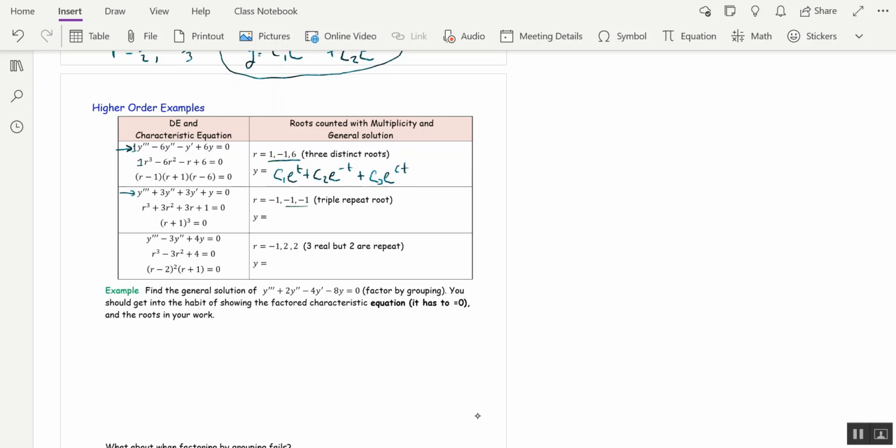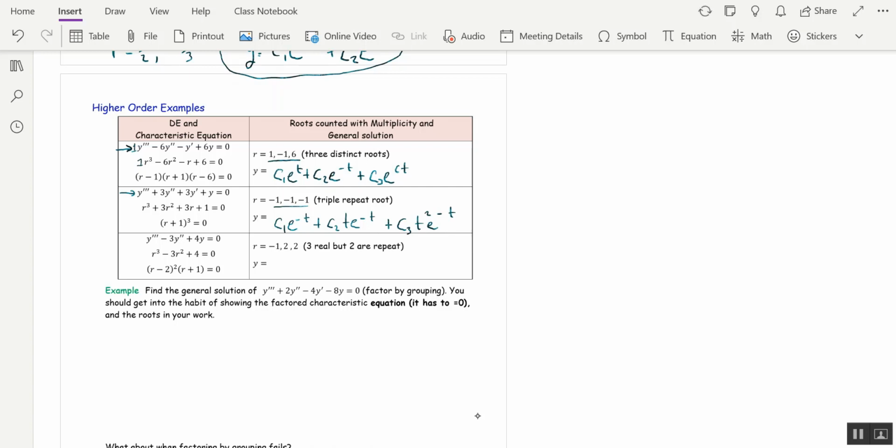I've got a triple repeat root. Now, if it were a double repeat root, my general solution would be C1 e to the negative t plus C2 t e to the negative t. And now, since I've got a triple repeat root, I just add on a C3 t squared e to the negative t.